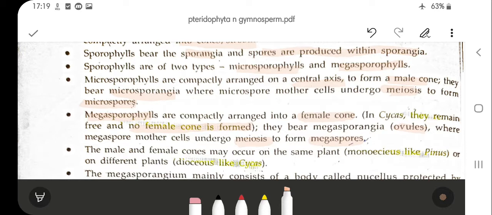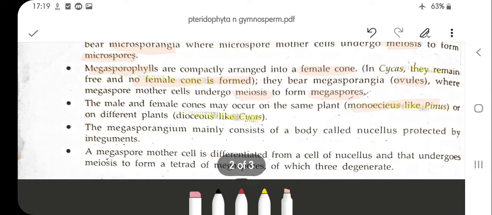The male and female cones may be on the same plant, that is bisexual or monoecious, like Pinus, or they may be on different plants, that is dioecious, like Cycas, meaning unisexual. So an example of a bisexual gymnosperm is Pinus, and of a unisexual one is Cycas. The megasporangium mainly consists of a body called the nucellus, which is protected by the integument.